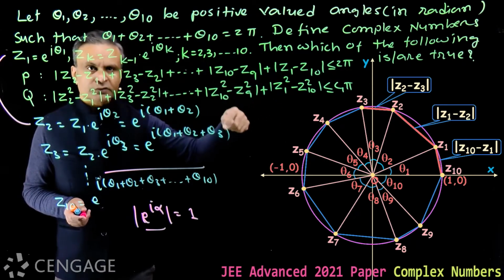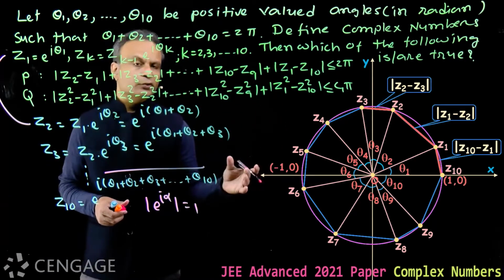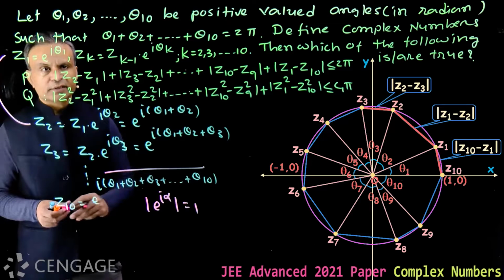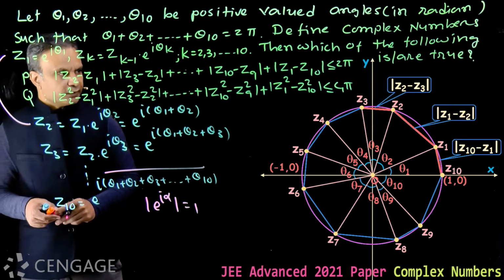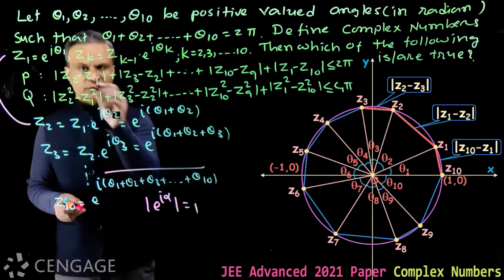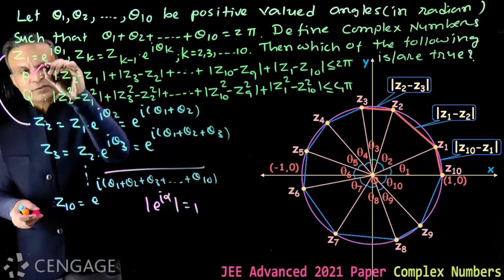There are 10 chords. Then definitely the sum of lengths of all these chords will be less than or equal to the perimeter of the circle inside which this polygon is inscribed. The perimeter of this circle is 2 pi because its radius is 1, so this sum will be less than or equal to 2 pi. So statement P is true.